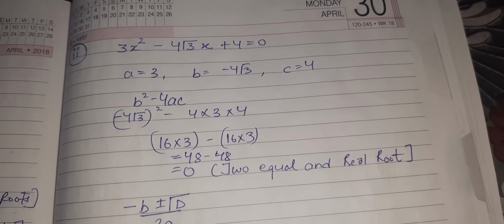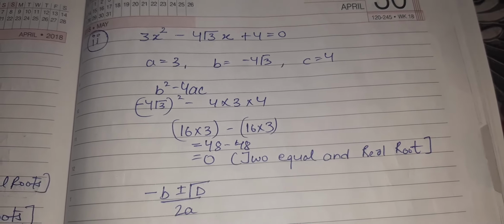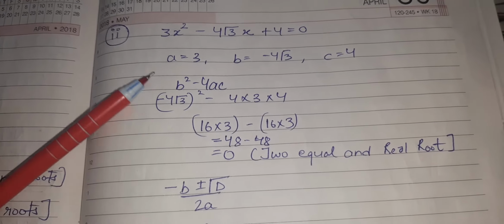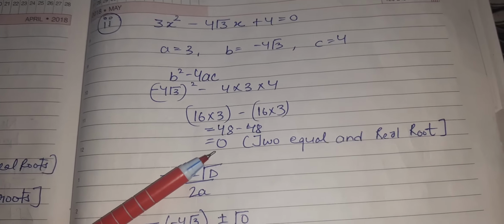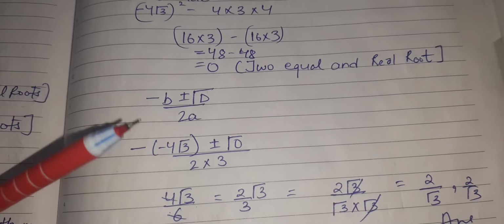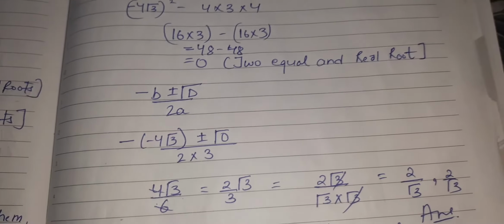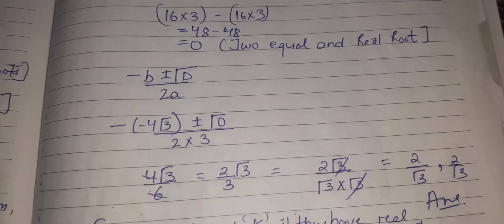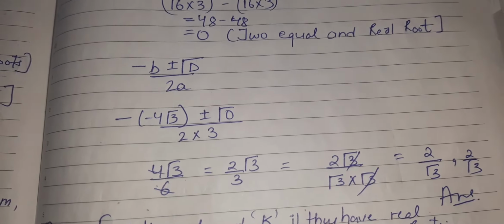Now again, the next part, 3x square minus 4 under root 3 x plus 4. Again, a, b, c I have found. I found b square minus 4ac. The answer is 0, so two equal and real roots. In case of 0, two equal and real roots. So I have applied the formula. They have told us if the roots exist, you have to find the roots also.